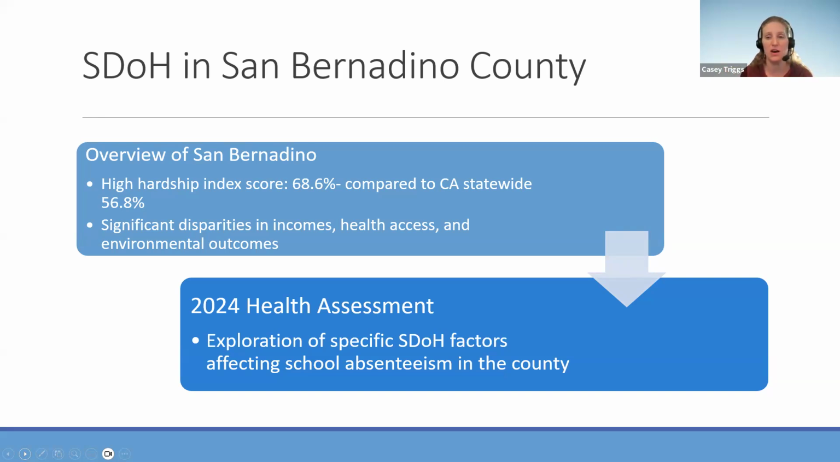Like I said, I relied heavily on that 2024 Community Health Report. Like in many parts of California, San Bernardino County does face significant challenges when it comes to social determinants of health. It has a hardship index score of 68.6, which is significantly higher than the state average, which is 56.8. And that score reflects how economic conditions, housing, and healthcare access affect the well-being of residents. It shows that there are wide disparities in income, access to quality education, and healthcare services across different communities within the county.